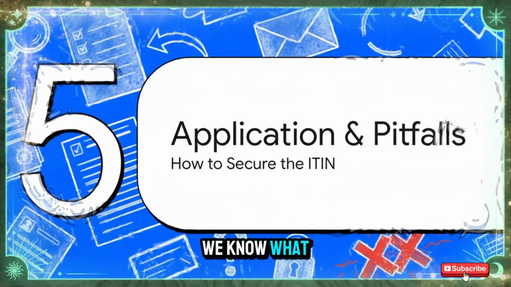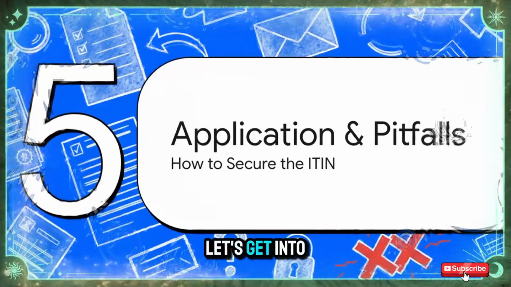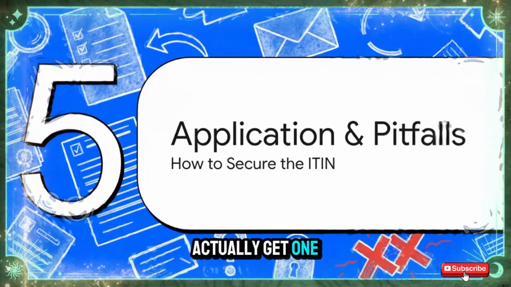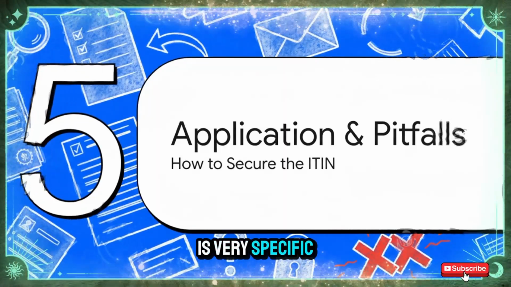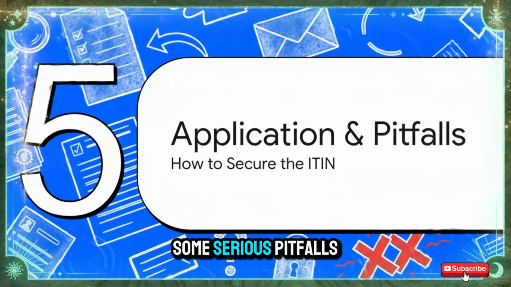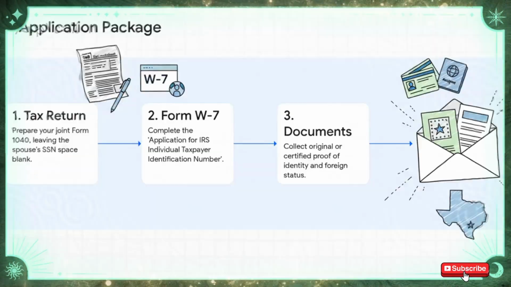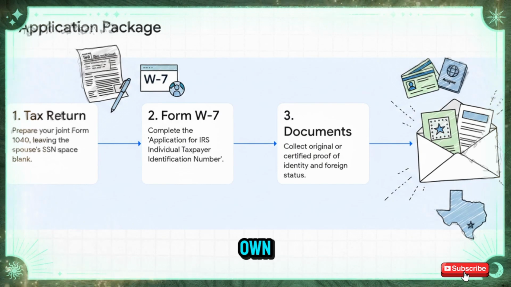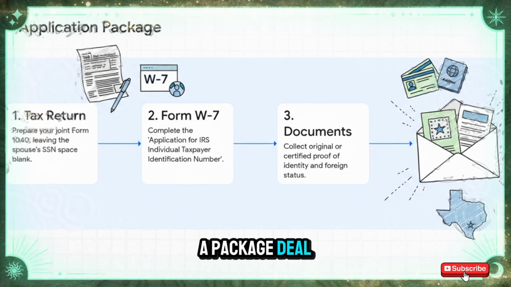So now that we know what an ITIN is, let's get into the practical side of things. How do you actually get one? The application process is very specific, and there are some serious pitfalls you need to avoid. Here's the deal. You can't just apply for an ITIN on its own. It has to be part of a package deal.